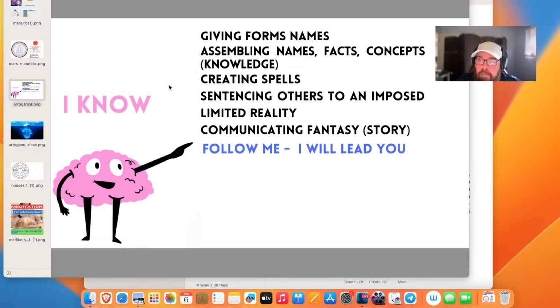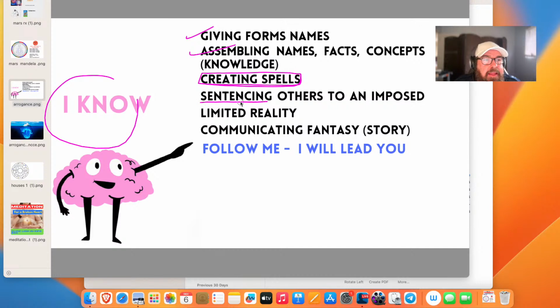And what do people do with this? People that are really good at assembling and combining facts and concepts and names, right? Well, they create spells. That's why we have spelling. We create spells with those words and language.